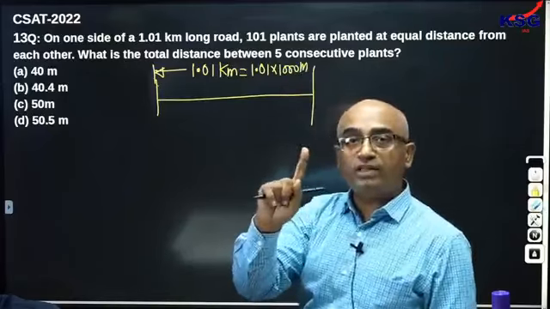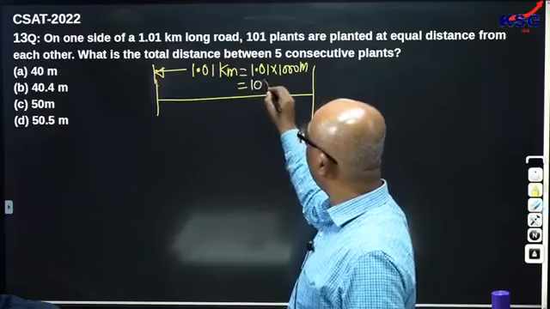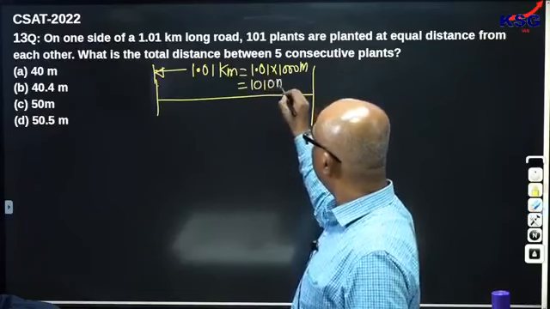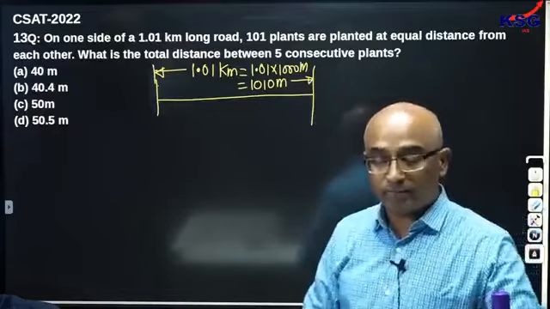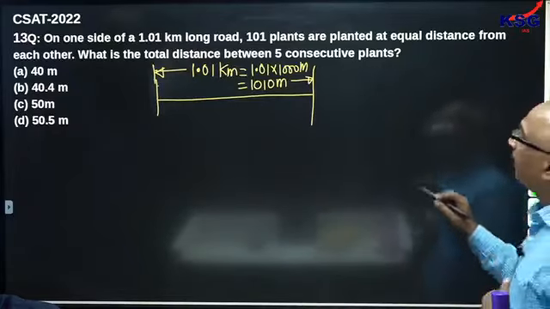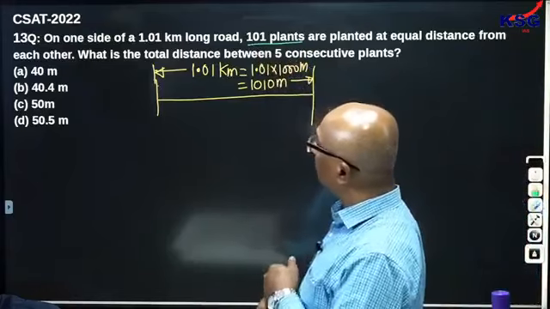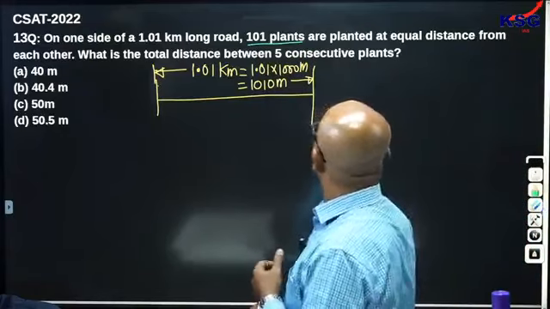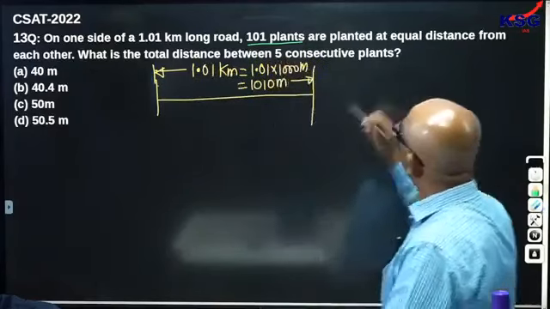1 kilometer is 1000 meters, so multiply by 1000, and you will get 1010 meters. So the length of this road is 1010 meters. Please concentrate, everyone. See here, 101 plants are planted at equal distance from each other, on one side of the 1010 meter road.